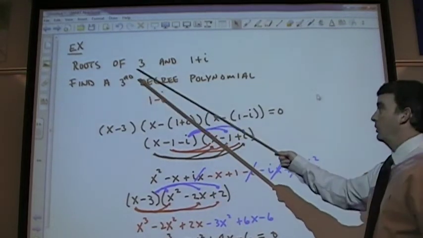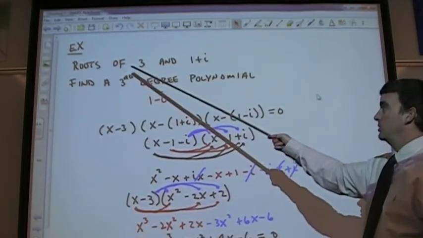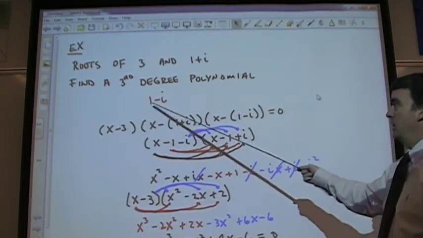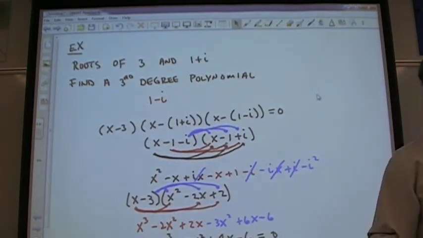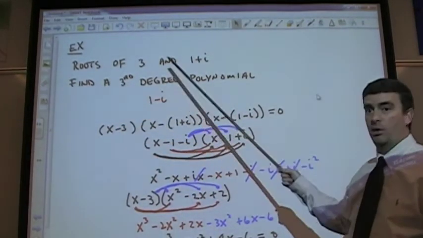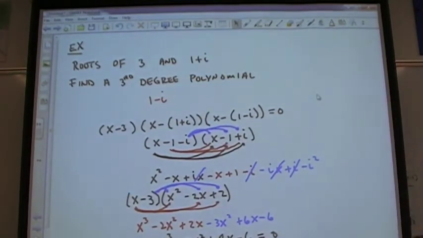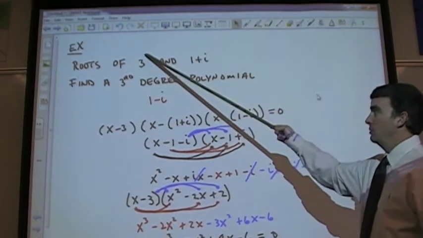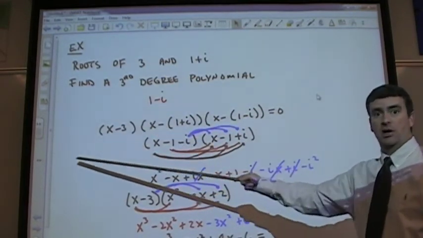So my three roots, or my three zeros, are 3, 1 plus i, and 1 minus i. I know that's all because it tells me we're finding a third degree polynomial. Everybody with me so far? Alright, if I know 3 is a zero, you should be able to tell me the factor is x minus 3.